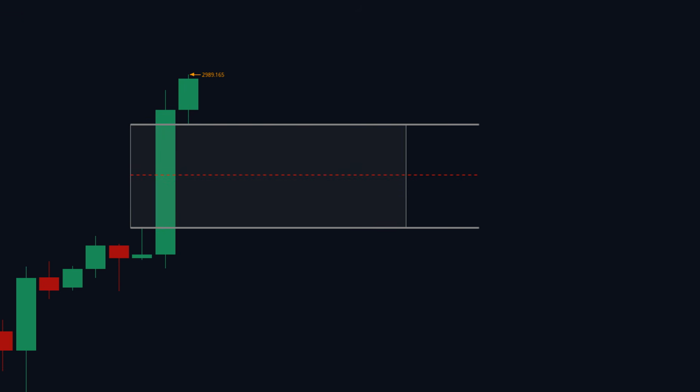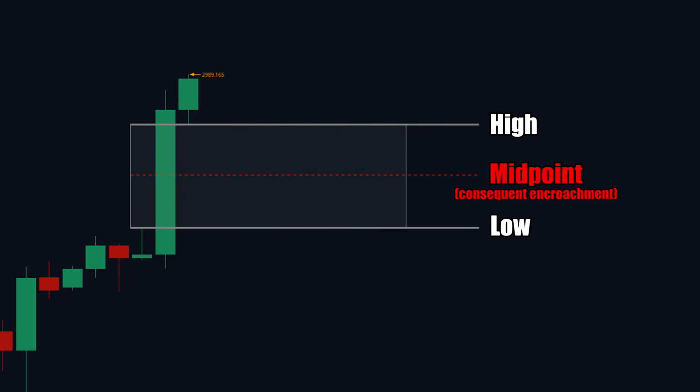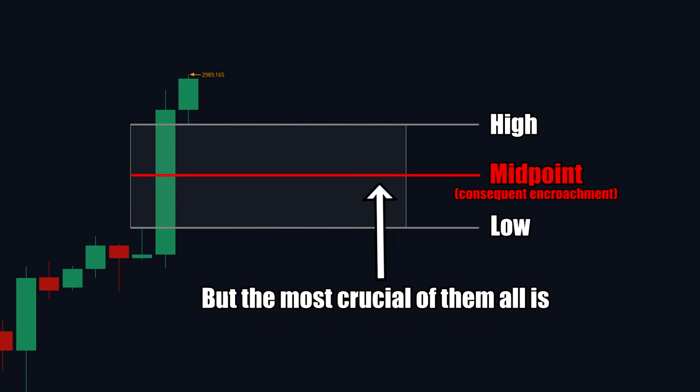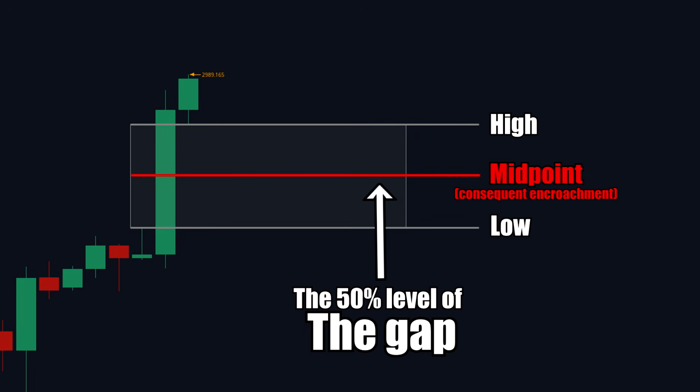Within every fair value gap, there are three important internal levels to pay attention to: the high of the fair value gap, the low of the fair value gap, and the midpoint, commonly referred to as consequent encroachment. Each of these levels can serve as strong support or resistance zones, especially when analyzed on lower time frames. But the most crucial of them all is the midpoint, the 50% level of the gap. That's the level we focus on the most.